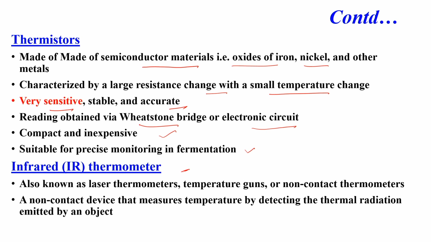IR thermometers are also known as laser thermometers, temperature guns or non-contact thermometers. They are non-contact devices that measure temperature by detecting the thermal radiation emitted by an object. So, these are the common types of monitoring instruments for temperature.